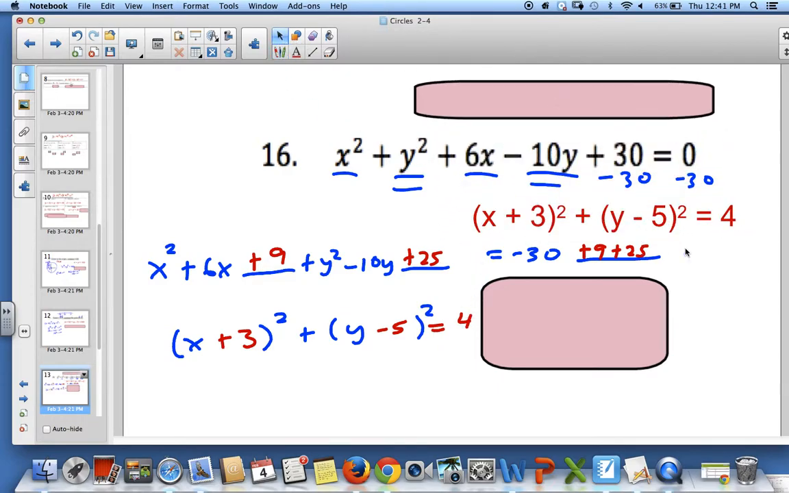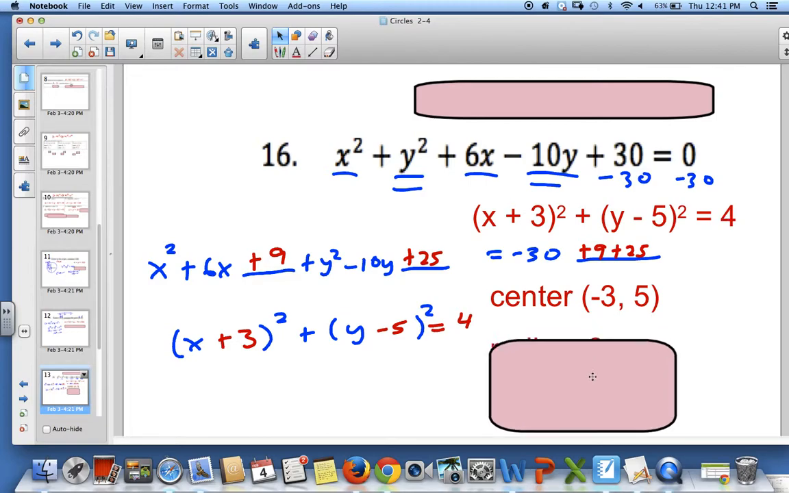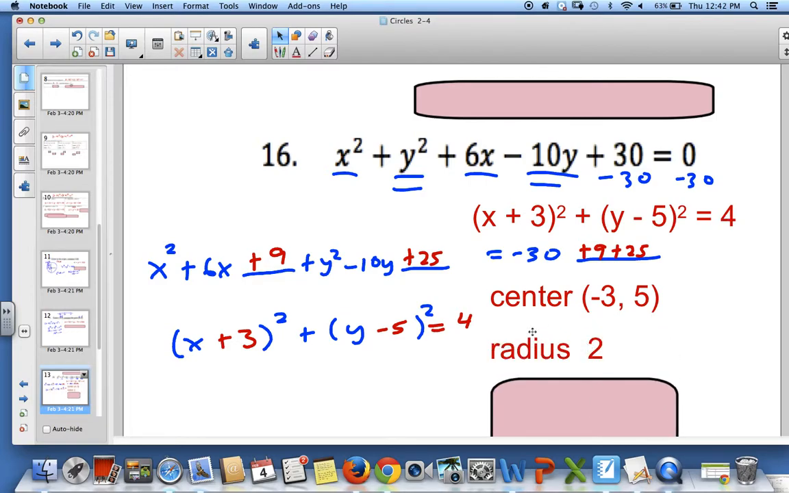Now, while that's not the answer to the equation, they asked for the center and radius. It's much easier when I have it in this form to find the center and radius. So I look at this and I say, well, this is the opposite of that, and this is the opposite of the y thing. So h is the opposite of positive 3, and k is the opposite of negative 5. So the center is negative 3, positive 5. And the radius is the square root of 4, which is 2. And that's that for that one.